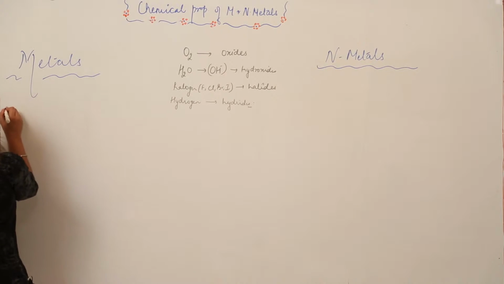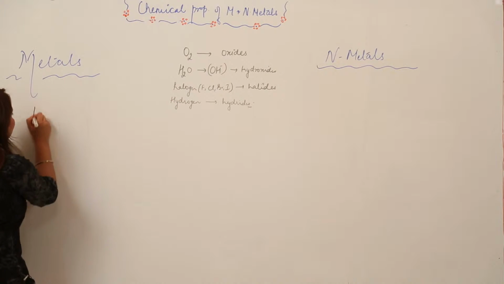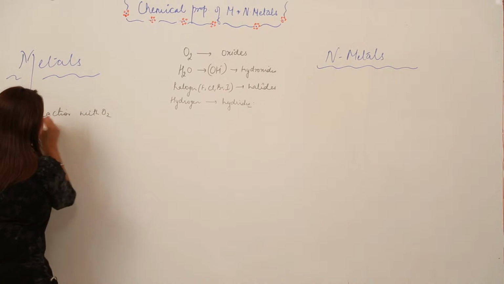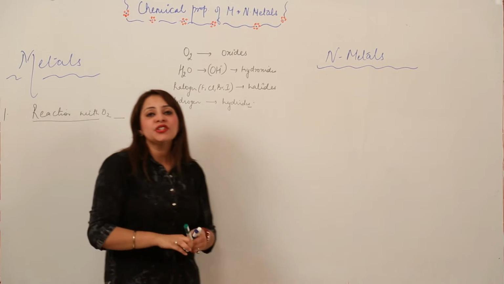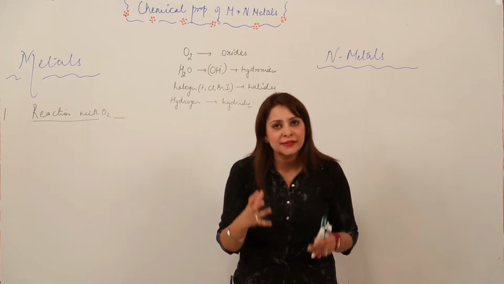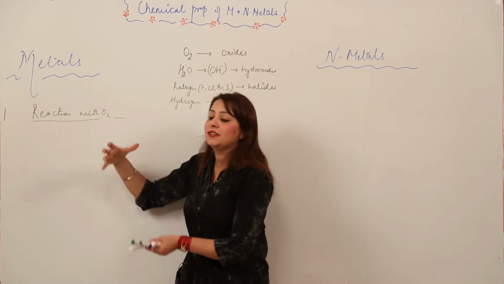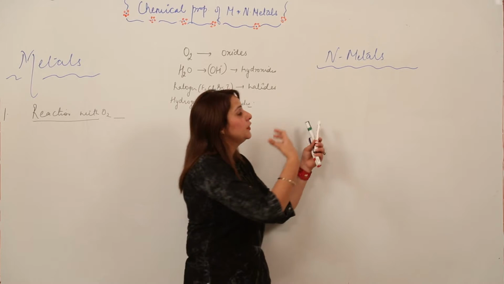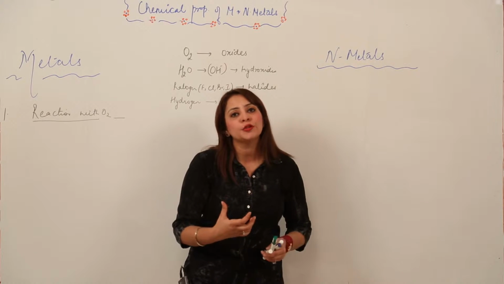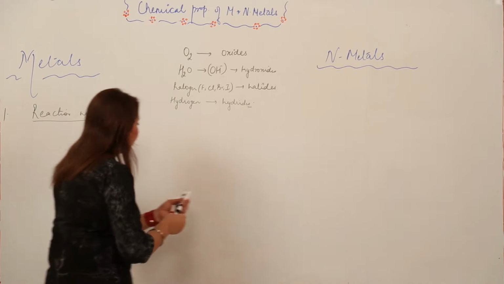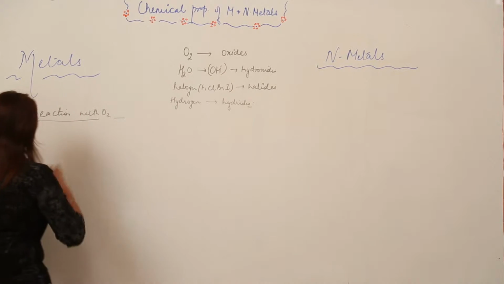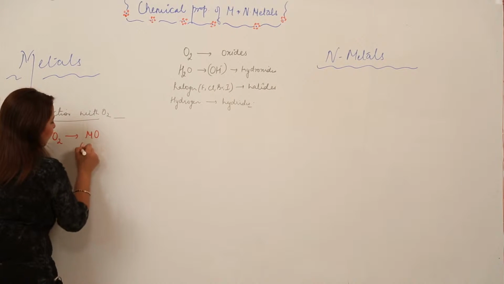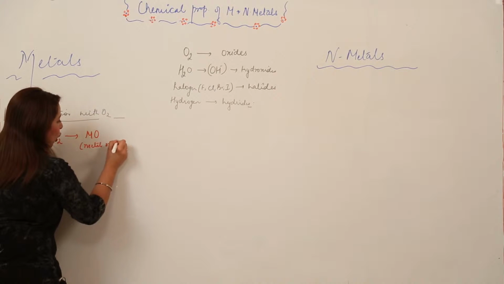The first reaction we are considering for metals and non-metals is the reaction with oxygen. As I told you, anything which reacts with oxygen leads to the formation of oxide. So the reaction of metal with oxygen will lead to the formation of metal oxide, and the reaction of non-metal with oxygen leads to the formation of non-metal oxide. Here I am writing on the board, so just look at the board. What happens when metal reacts with oxygen? It forms metal oxide.